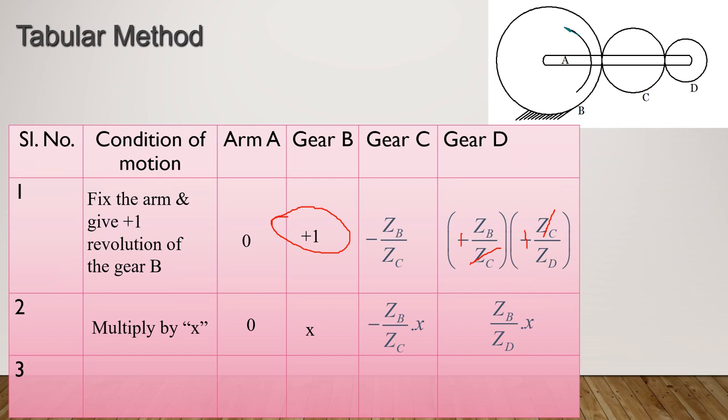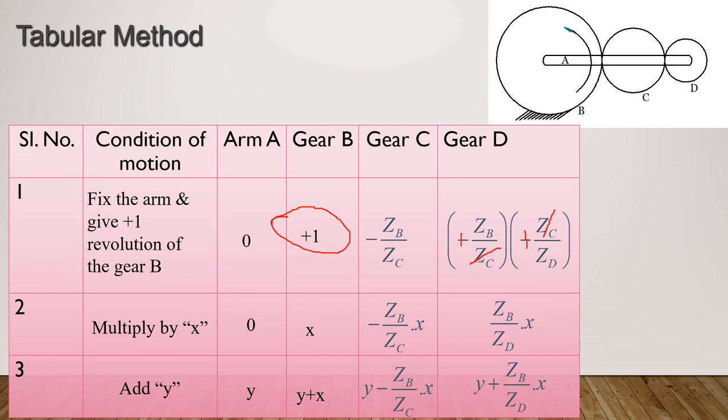So this is the second step. Third step, add Y to this. Adding Y, so 0 plus Y is Y, X plus Y is Y plus X. So to this expression, Y minus ZB by ZC into X, and similarly Y plus ZB by ZD into X. So this is the expression for the speed of these particular elements. Y is the speed of the arm, Y plus X is the speed of gear B, Y minus ZB by ZC into X is the speed of gear C, and the last expression is for gear D.